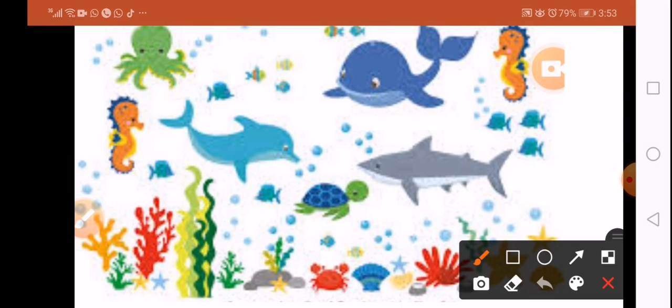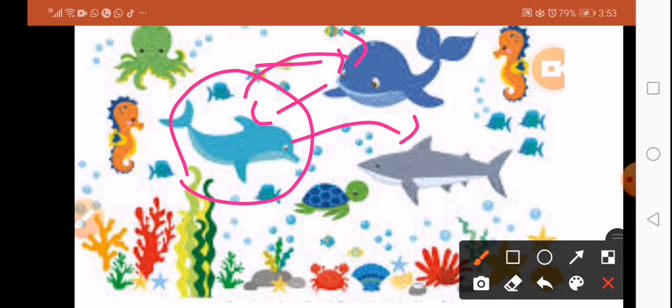Look at this picture. Is this animal like this animal? الحيوان بيشبه هذا الحيوان? Or this? No. Maybe this animal with this animal, yes. But this with this, no, there is no similar between them.